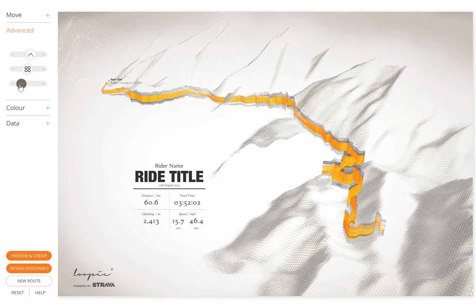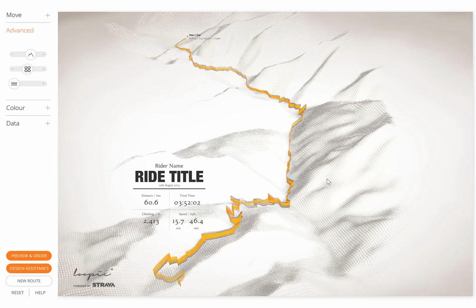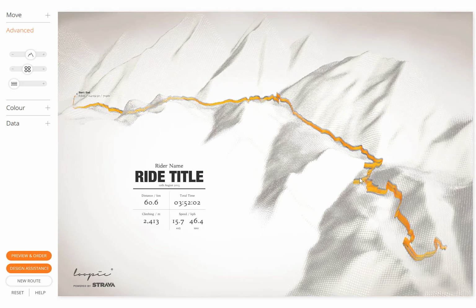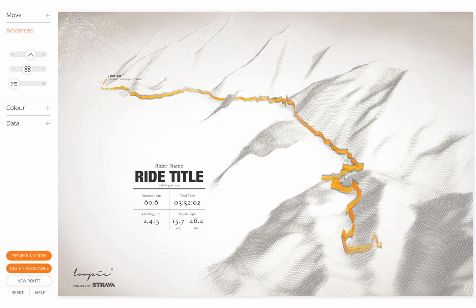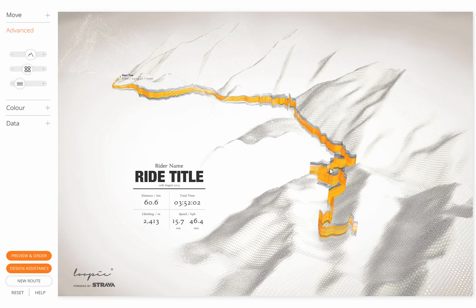The last slider in the Advanced tab is to adjust the thickness of the Loopy line. Again, all the way to the left makes it very, very thin. But you do see a lot more of the terrain and the road that you've cycled. But I think I'll make it slightly bigger. And there we go. I think that's looking quite nice now.